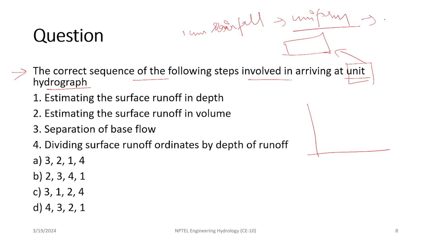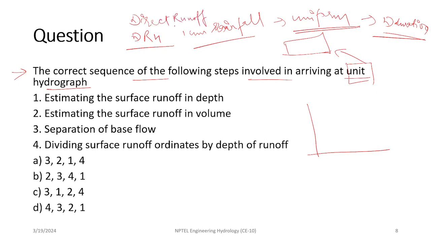Yes, so it is saying that the duration of rainfall is there. So yes, ma'am, you are right. 1 centimeter of rainfall occurring uniformly over the region for duration D will give you a direct runoff hydrograph. So DRH will be there: direct runoff hydrograph.